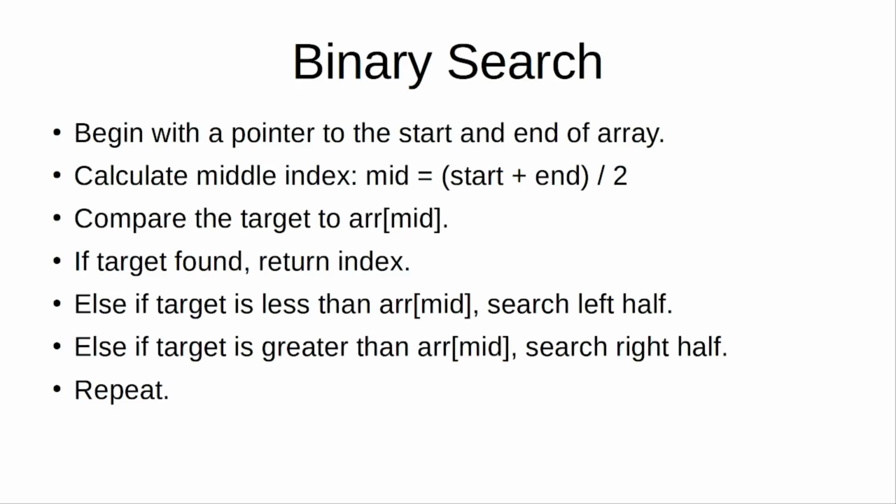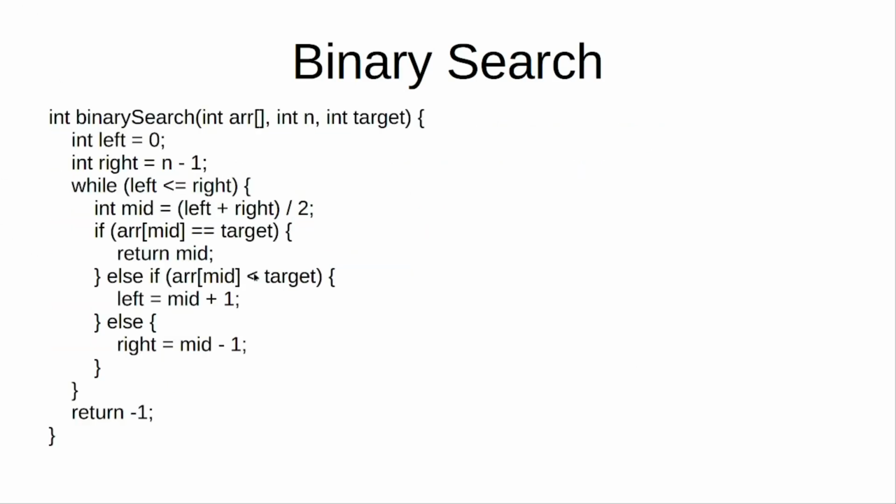So let's look at an implementation of binary search in C++. So the function is called binary search. It returns an integer. It is returning the index of the target if it finds it. If it doesn't find it, it's going to return -1. So it is returning an integer, whether that's the index or -1. So it takes an array to search. It takes the size of the array, n, and the target, the thing that you're searching for.